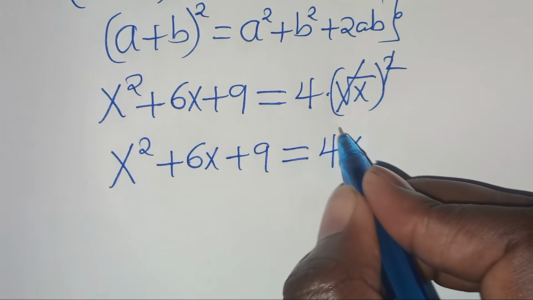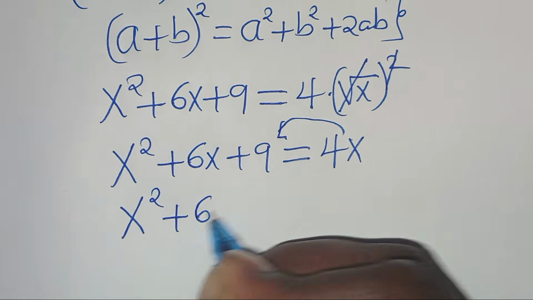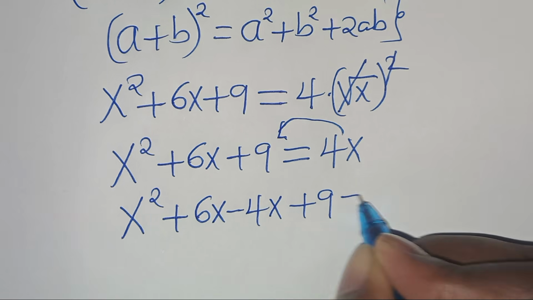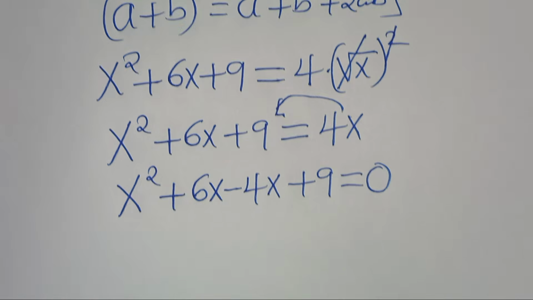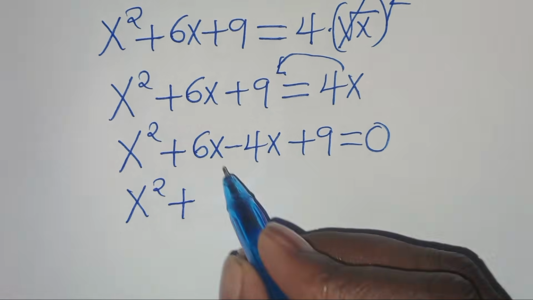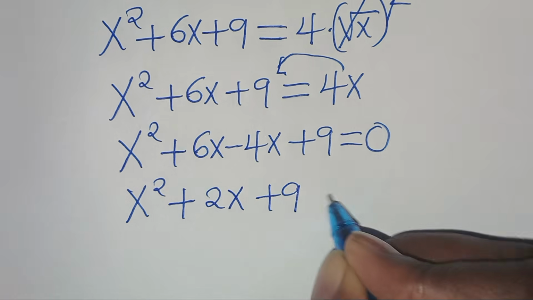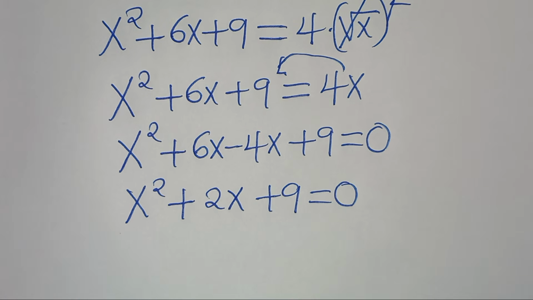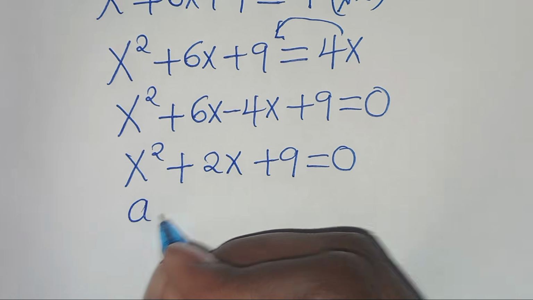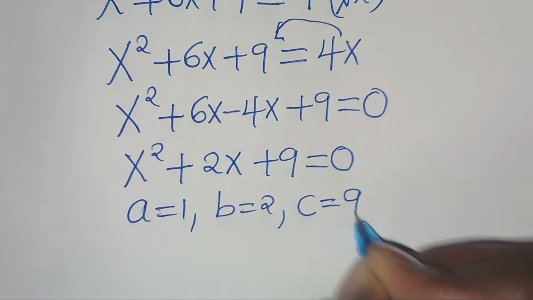Now the next step is to take 4x to the left hand side so that we have x^2 + 6x - 4x + 9 equal to 0. Now we have x^2 plus, now this is 6x minus 4x, this is 2x, then plus 9, equal to 0. So this is the quadratic equation where a is equal to 1, b is equal to 2, and c is equal to 9.